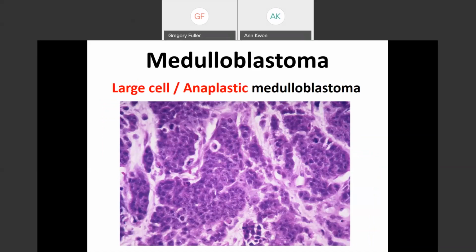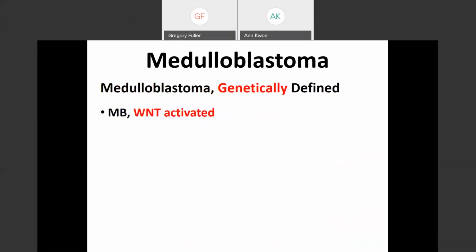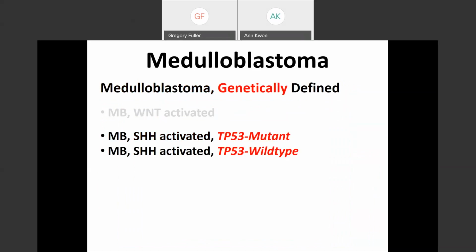These were originally described as two different histologic variants, large cell medulloblastoma and anaplastic medulloblastoma. We realized then with more experience that they overlap. We lump them together, usually a bad prognosis. All right, medulloblastoma genetically defined. First category, Wnt activated. Then sonic hedgehog activated, which can be subdivided, importantly, into TP53 mutant, the bad actor, and TP53 wild type.